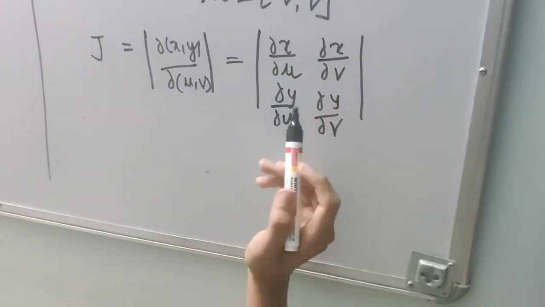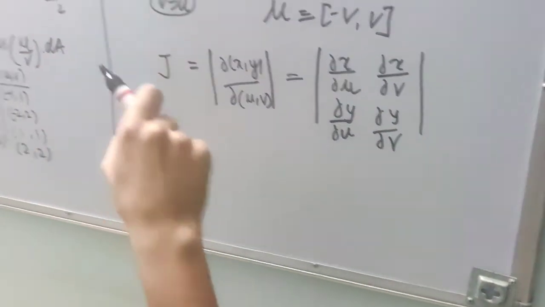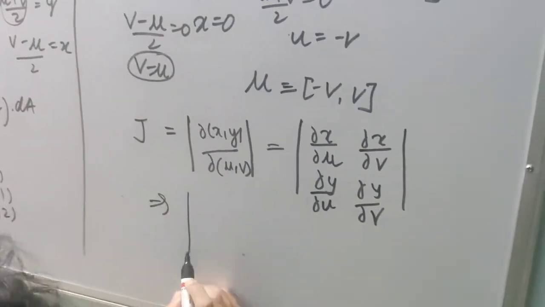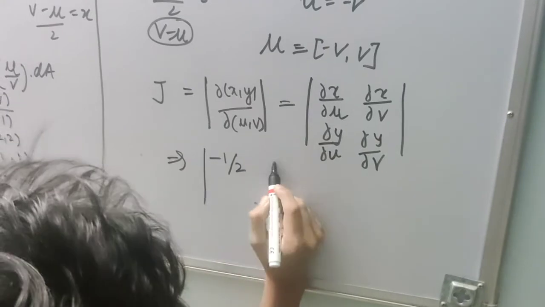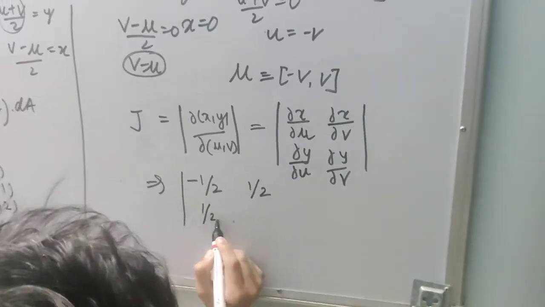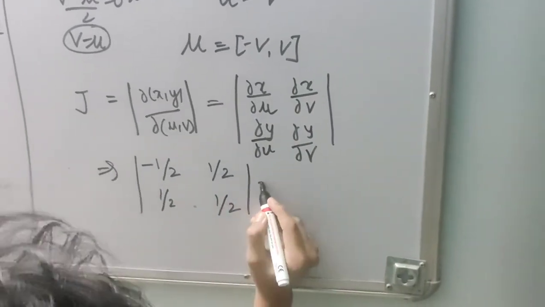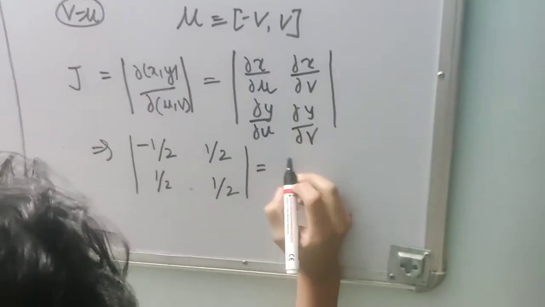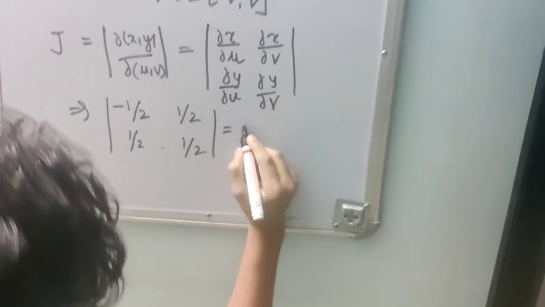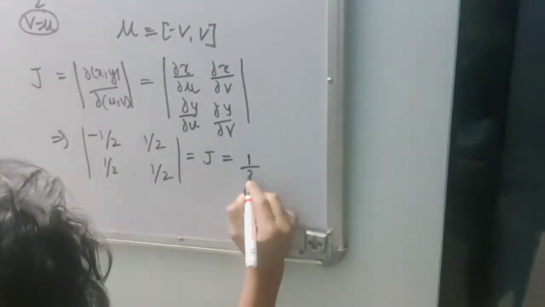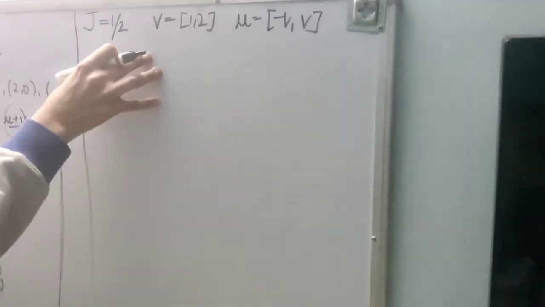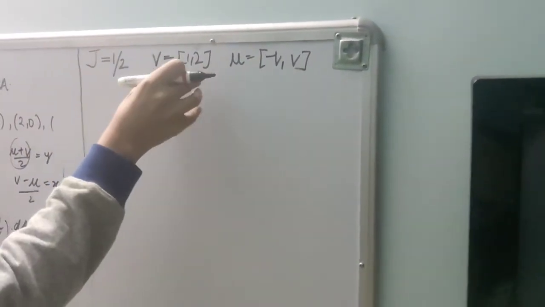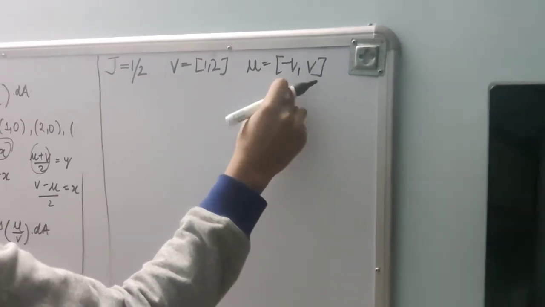So we get these values by partially differentiating these equations. I have memorized the values. They go as follows: 1 by 2, 1 by 2, 1 by 2, 1 by 2. You can do this if you want to, but I have memorized the values. So we get the value of the Jacobian as 1 by 2. So we calculated the Jacobian as half, we have the v limit as 1 to 2 and u limit as minus v to v.